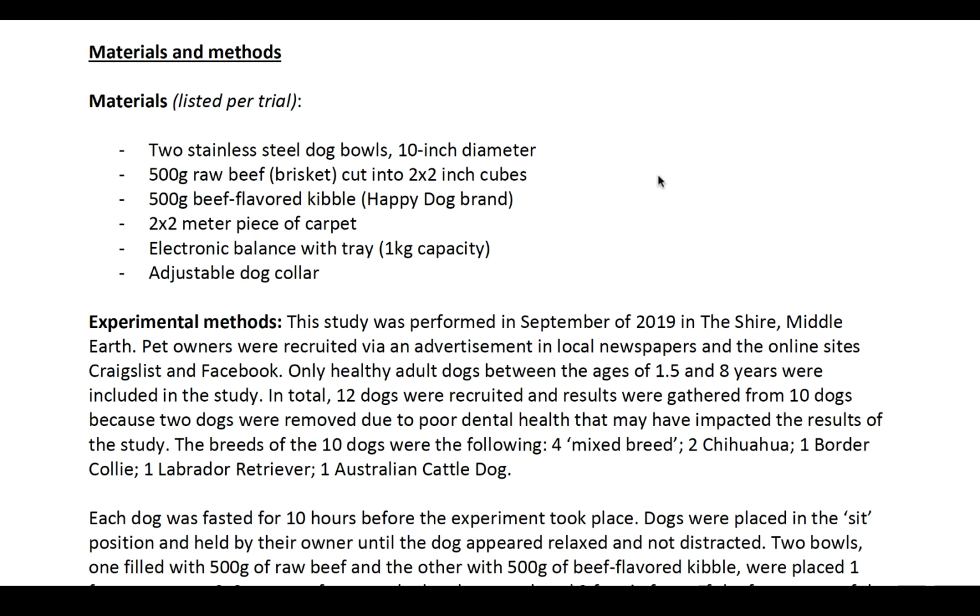So for that reason, your methods must be in the past tense. We did this, or this was done. It's not a list of instructions like do this, then do that. And that is one common mistake that I always see in the methods.